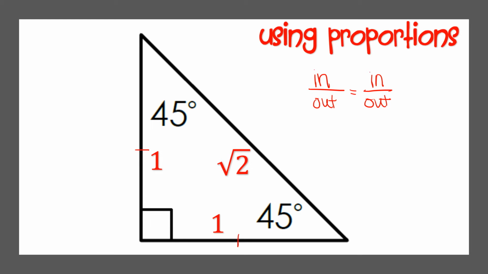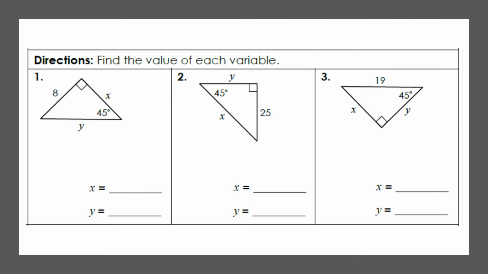So let's look at some examples. Example 1. I first write in my 1, 1, square root 2. The 1 and the 1 are on the two sides that touch the 90. The square root of 2 is on the hypotenuse. So if I wanted to find x using the proportion inside over outside, I'd work out 1 over x equals 1 over 8, using the side that I know both the inside and outside measurement. And then if I cross multiply, I get that x equals 8.